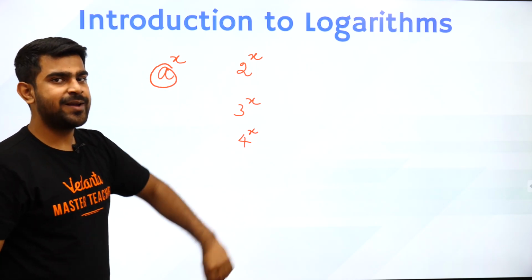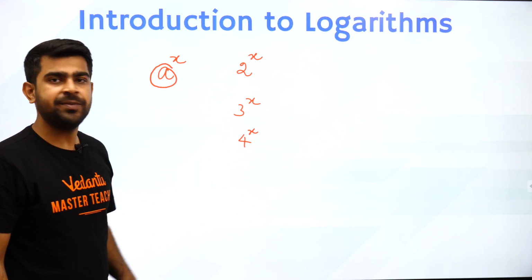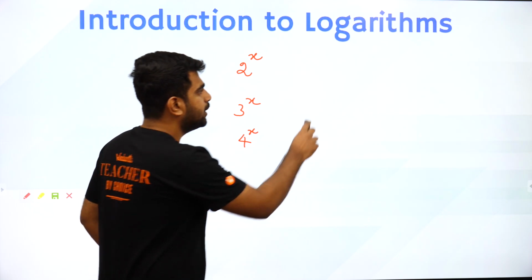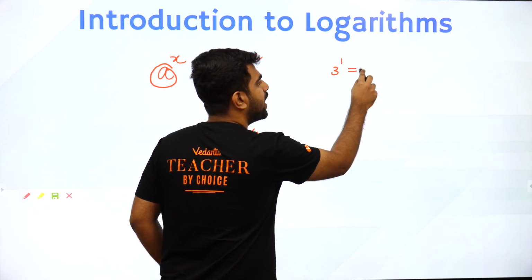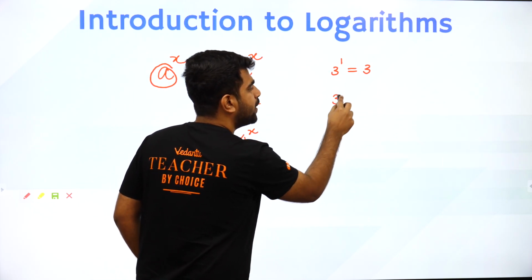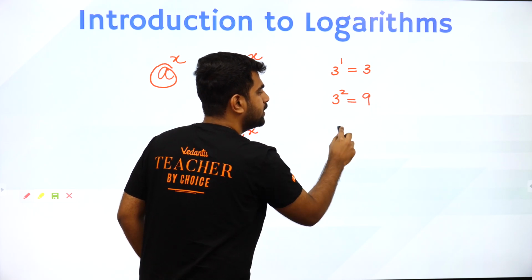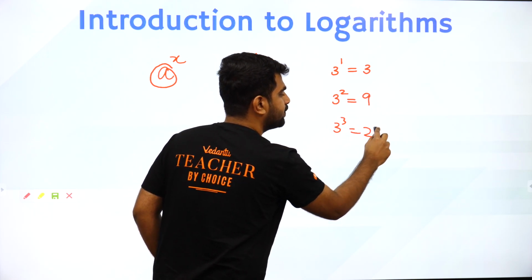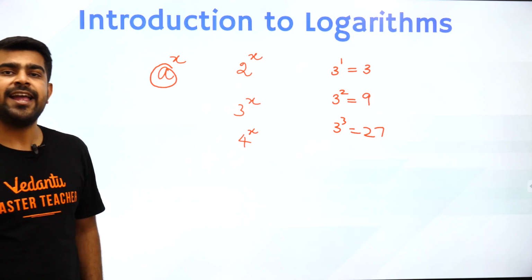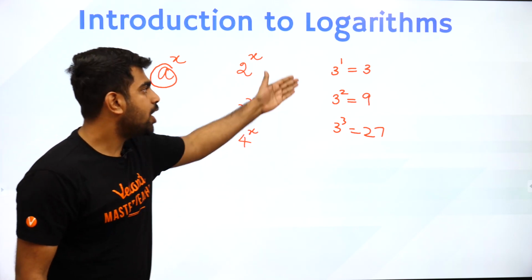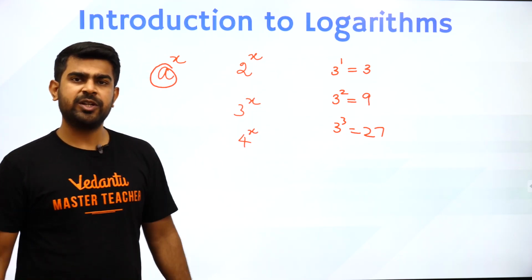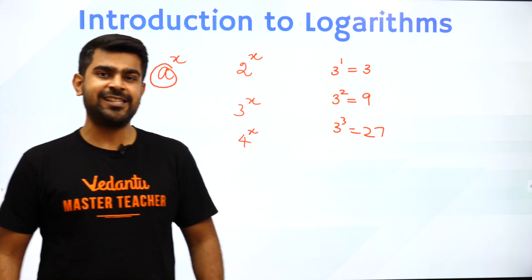Now let's look at some examples of exponential function. I will take 3 power x because I like it. So let's write 3 power 1. What is 3 power 1? That is 3. What is 3 power 2? 3 power 2 is 9. 3 power 3 is 27. So this is my exponential function and this is how I write them. All of us are aware of it because we have been studying exponents right from our 6th standard, isn't it?